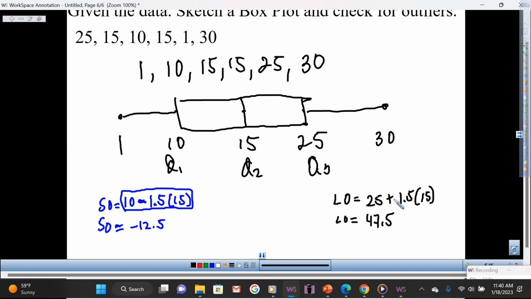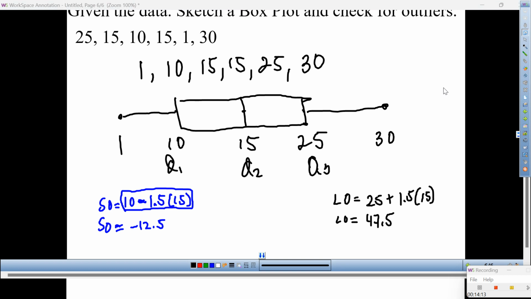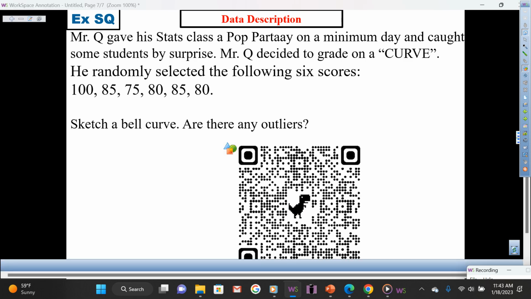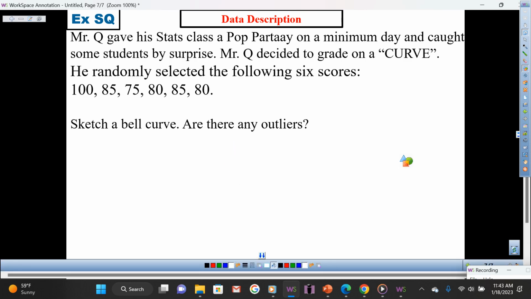All right. So picture this. Example: it says, Mr. Q gave his stats class a pop party on a minimum day and caught some students by surprise. Mr. Q decides to grade on a curve, just like the college professors. Let's go. Does everybody know now what the curve means?